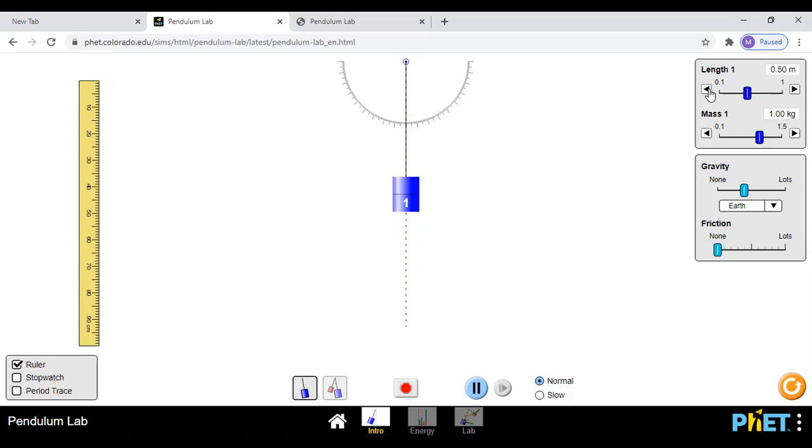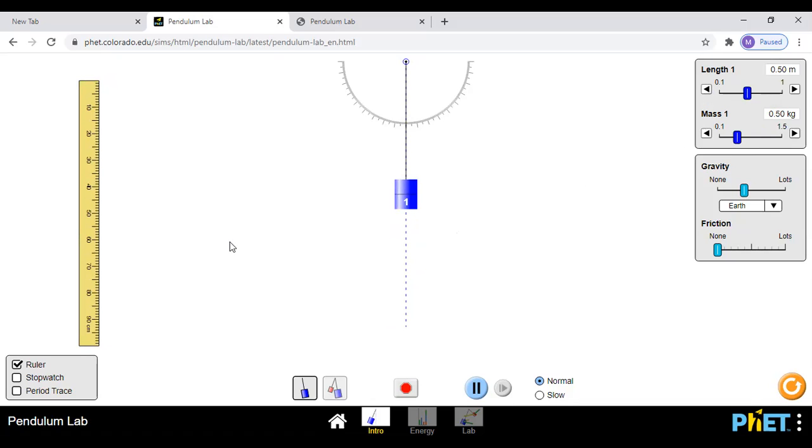Make sense? Then I want to change the mass of the bob. It's 1 kilogram. I can make it up to 1.5 kilogram. I can make it 0.5 kilogram, whatever you like. That's easy, you know? So this is the way.